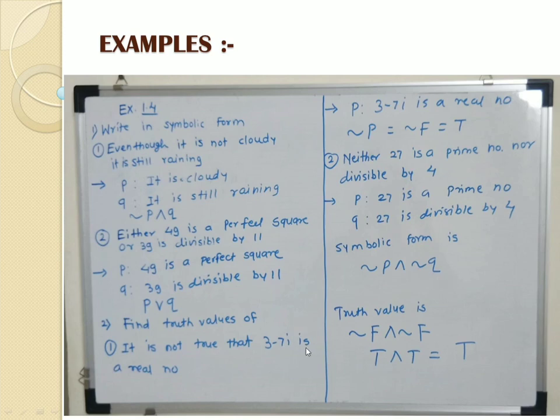Now write down the truth value of this statement. 27 is a prime number. It is a false statement. So negation of F, and negation of again, 27 is divisible by 4. It is also a false statement. So negation of F and negation of F. And negation of F becomes true. Again negation of F becomes true. So T and T means T conjunction T is equal to T. Means in the property of conjunction, if both the statements are true, then their value is true.